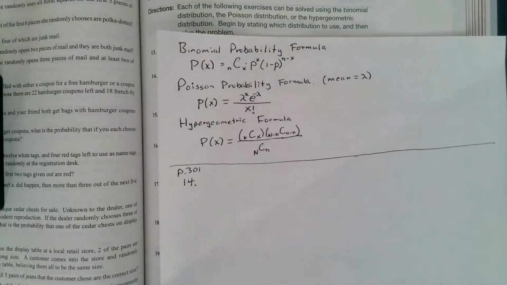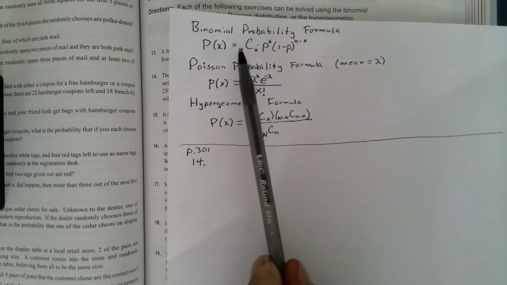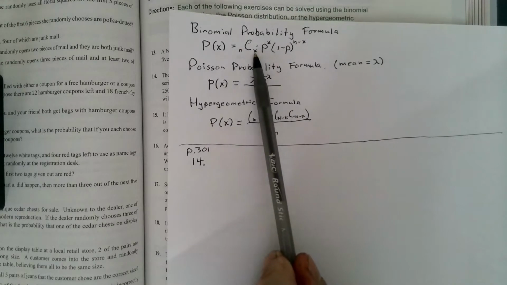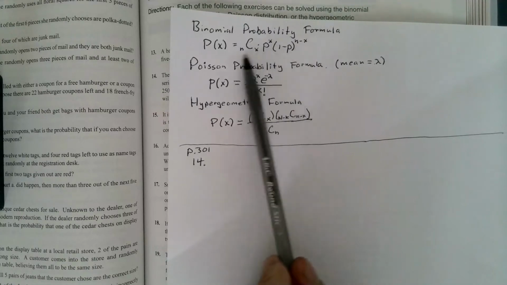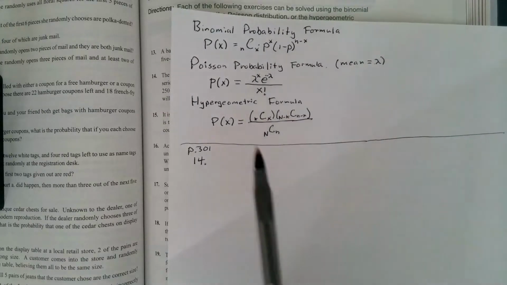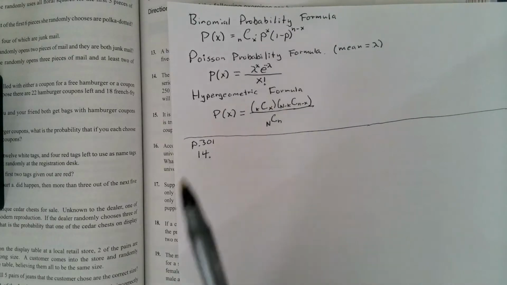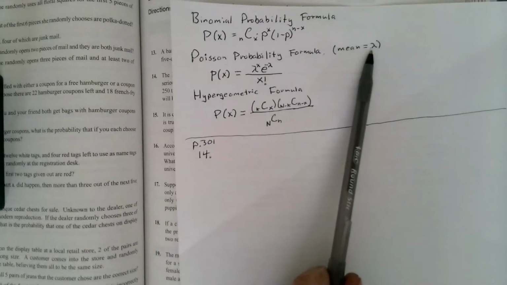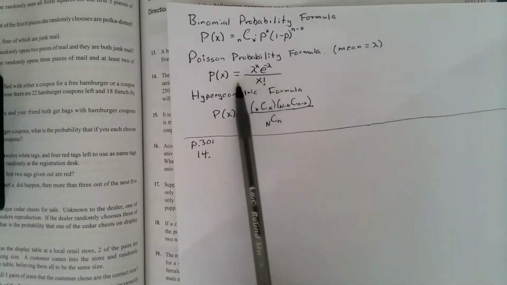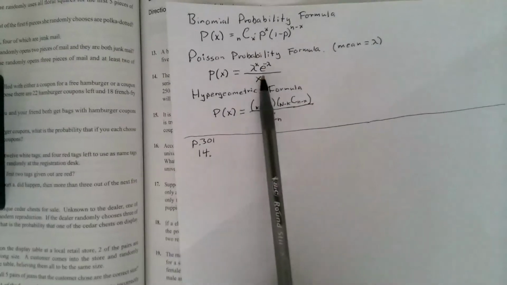Let's go over the distributions first. Here I have the probability formulas for each of the three distributions. For the binomial, we have n trials, x is the number of successes, and p is the success probability. Here's the probability formula. For the Poisson distribution, we have an interval, generally a time interval. The mean number of occurrences in the time interval is lambda. The probability of x occurrences in the time interval is given by this formula.